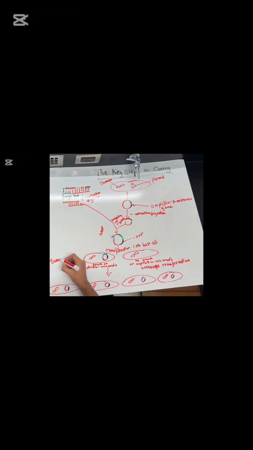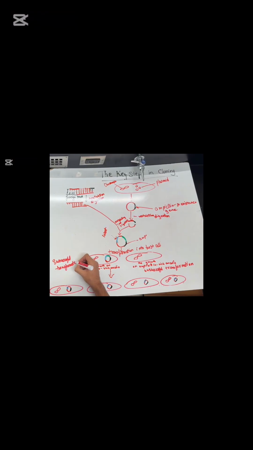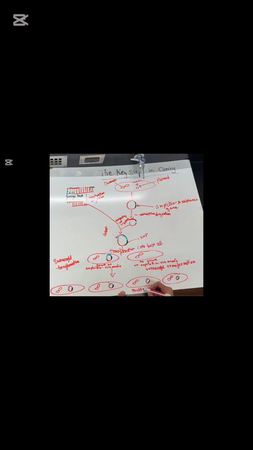This results in multiple clones that all carry the foreign DNA, and that's the full cloning process, from cutting DNA to forming a plasmid, transforming bacteria, and finally producing many identical clones.